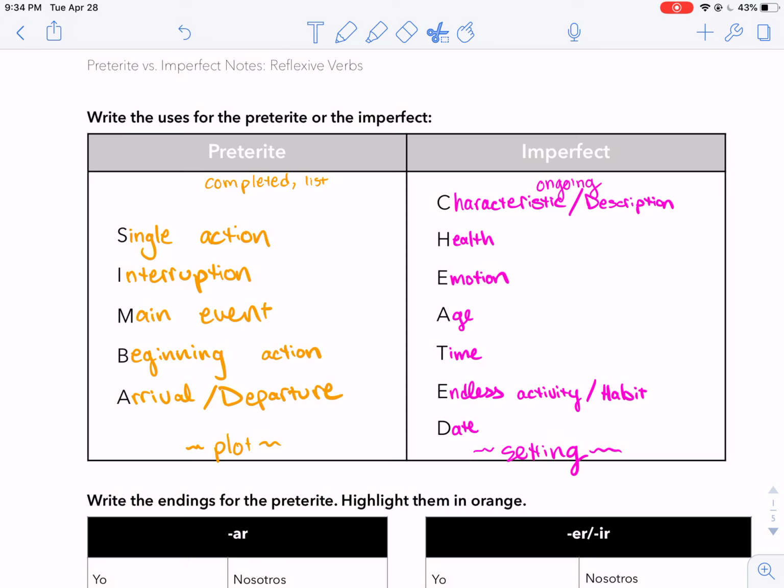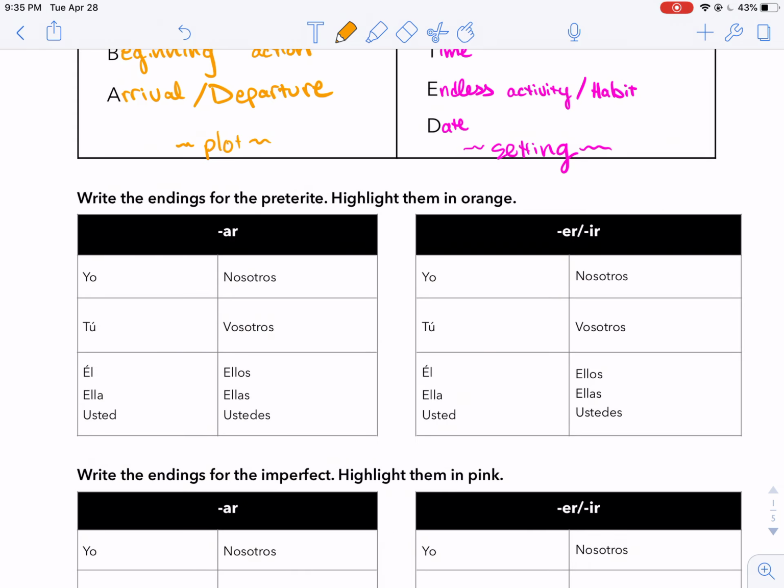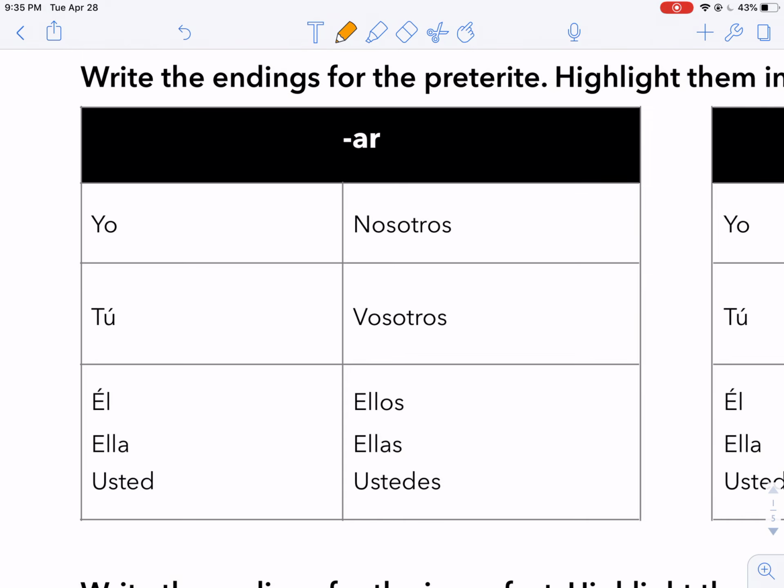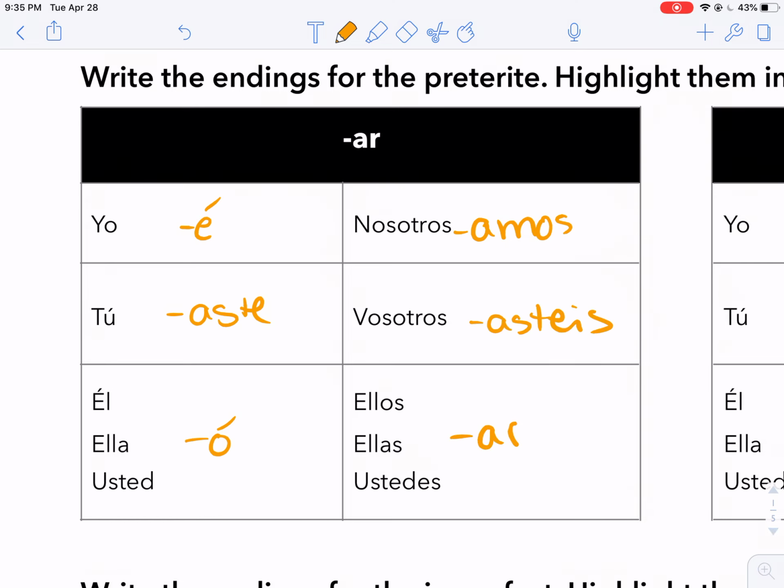Now let's go ahead and review the preterite endings. Go ahead and take out that orange highlighter, orange pencil, orange, whatever you want to use. And we'll do our preterite endings. Fill them in, or pause the video and fill them in, and then we'll check your work. Our preterite endings are -é, -aste, -ó, -amos, -asteis, and -aron.